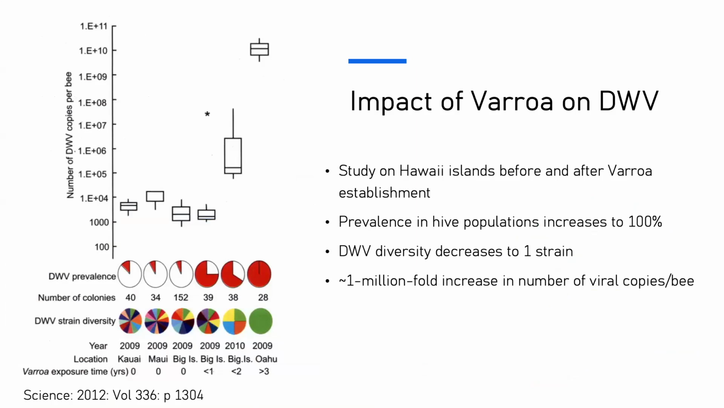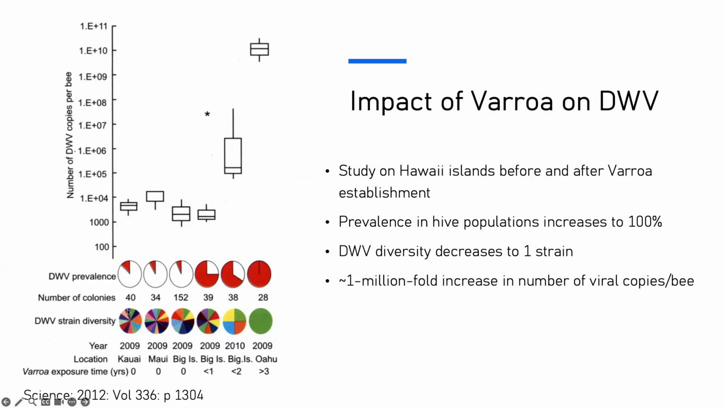So let's look at the impact of Varroa and deformed wing virus. This is another study from Hawaii. It looks at how things have evolved there. In Hawaii, we had an incursion of Varroa, and it sort of spread. This study was also published in Science in 2012, so just over 10 years ago.